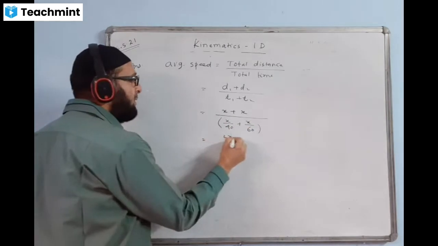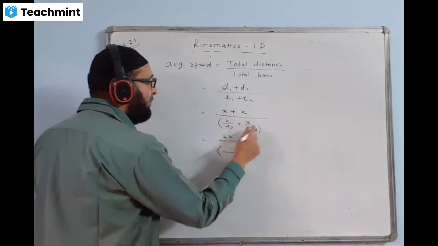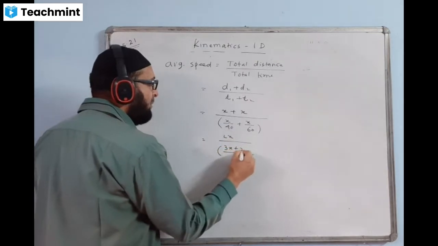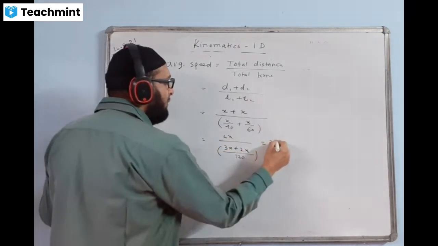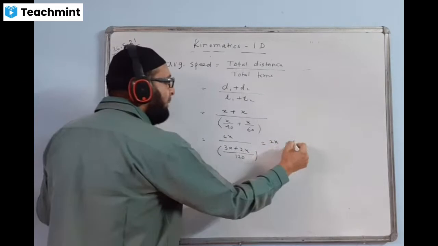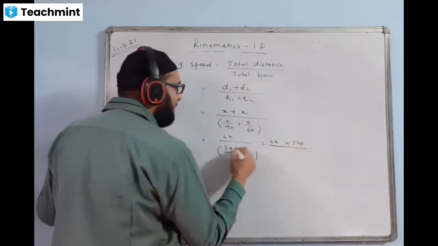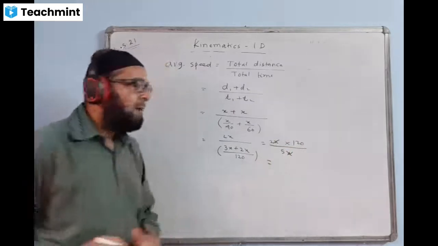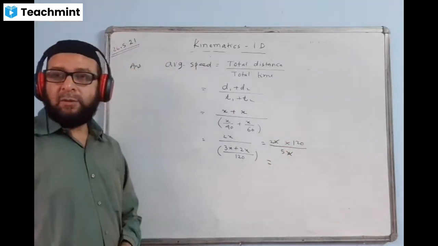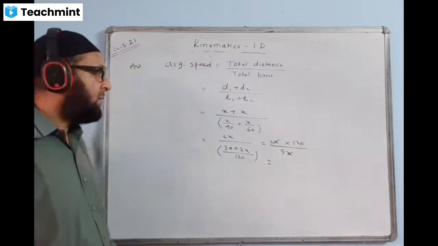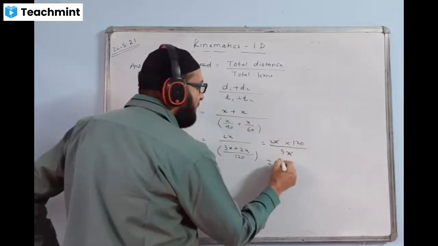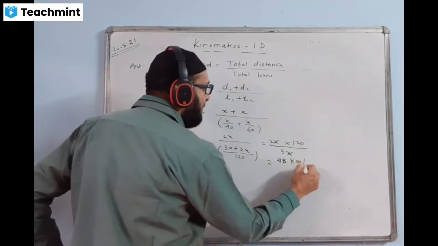Now you do 2x here. You're taking the LCM of 40 and 60, which is 120. 120 divided by 40 is 3, so 3x will come here. 120 divided by 60 is 2, so 2x comes here. 2x into 120 I'm sending up, divided by 5x. x and x cancel. That's why distance is not given and it is not needed also. Now calculate. 5 into this is equal to 24. 24 into 2 is 48. Answer is 48 kilometers per hour.